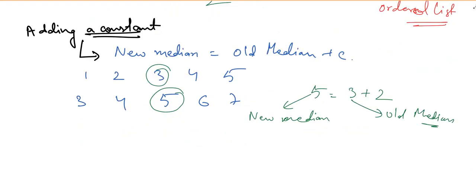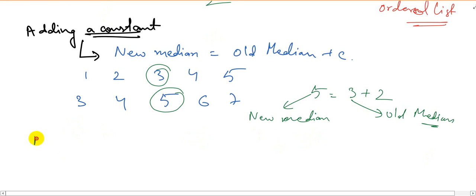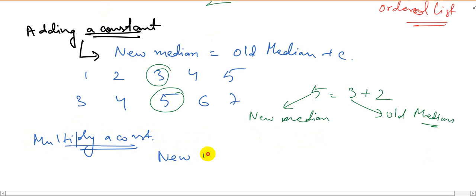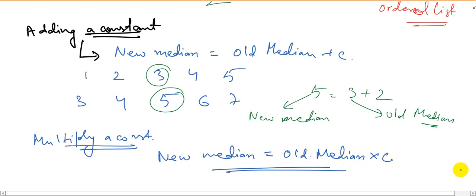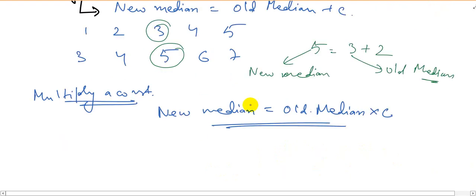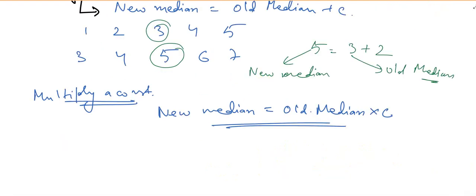Now similarly we can conclude that if we multiply by a constant, then the result would be similar. So new median is equal to old median multiplied by c, right? So all these things we should keep in our mind.